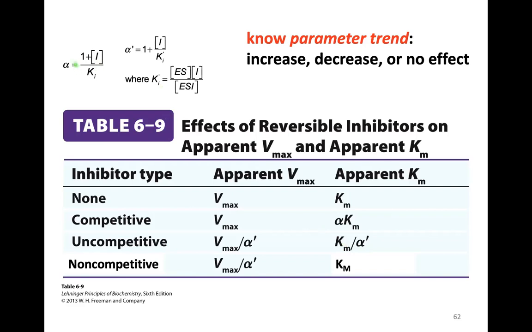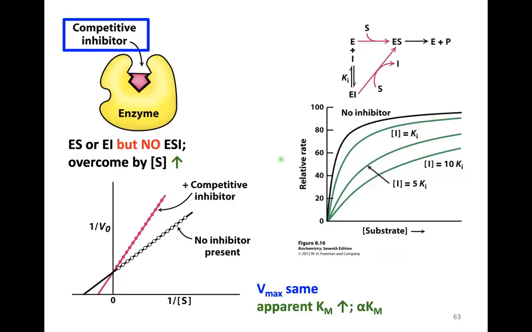You don't need to worry what alpha and alpha prime are. For your purposes, it does not matter. I want you to know, is there no change? Is a parameter, Vmax or Km, increasing, or is it decreasing as a result of this, to help you identify the particular inhibitor type? So let's look at these in turn.